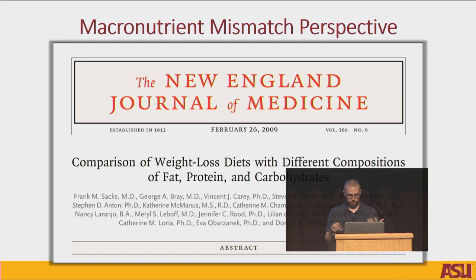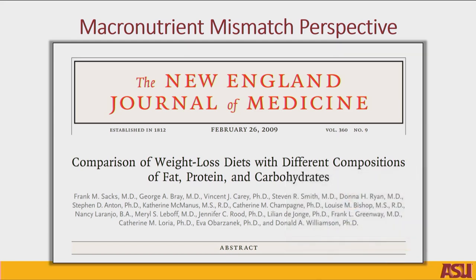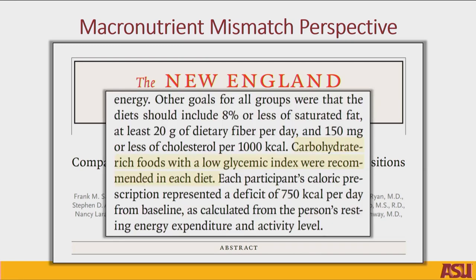It's a weight loss goal and varying diets in macronutrient content, but the diets were matched for a few things. So they had 8% or less saturated fat, recommendation for 20 grams of dietary fiber, recommendation for cholesterol as well, and also with a caloric deficit. But across all the diets, regardless of the macronutrient content, all of the carbohydrates were going to come from low glycemic index carbohydrates. These are going to be your minimally processed, carbohydrate-rich foods.